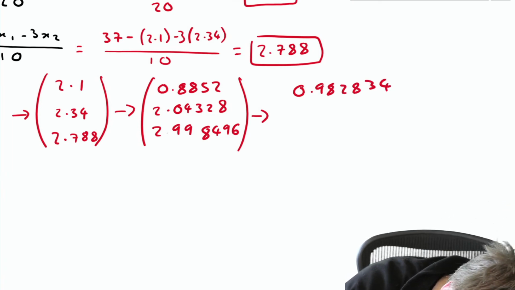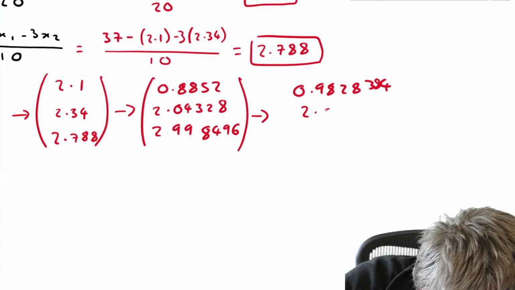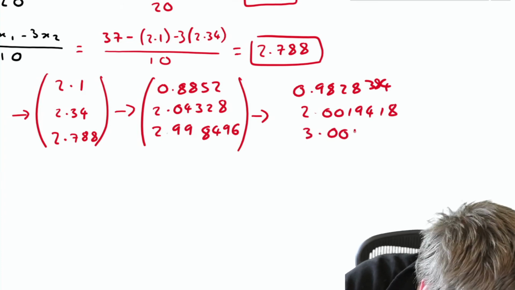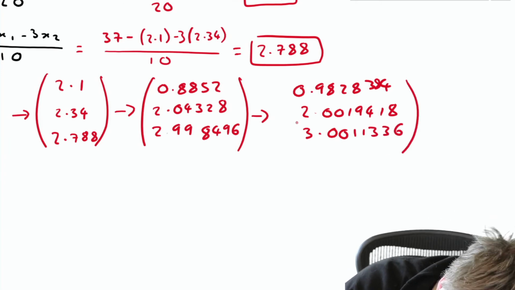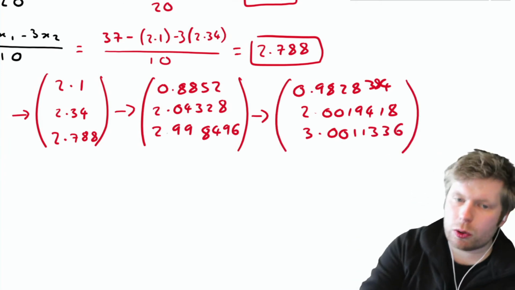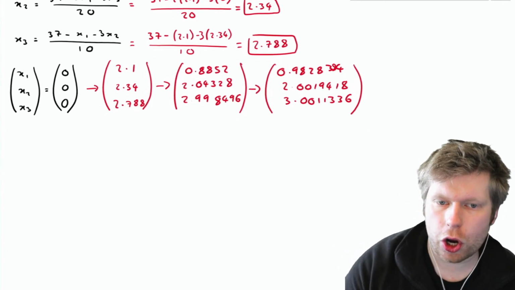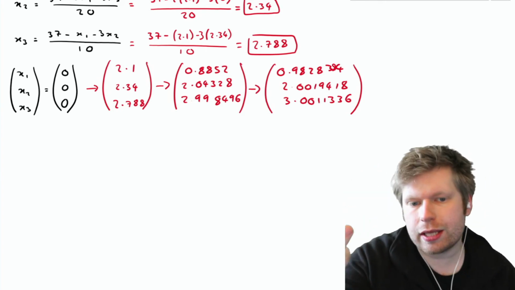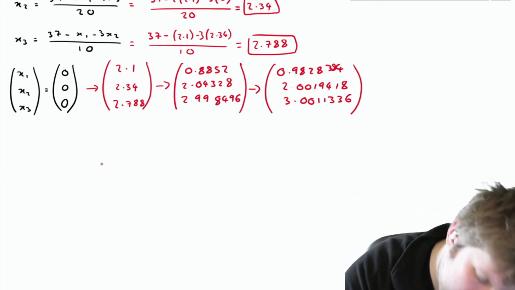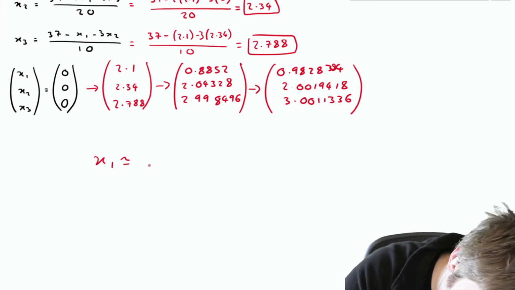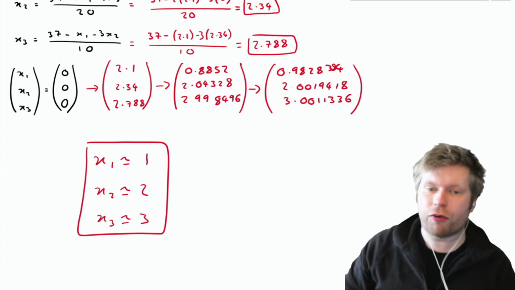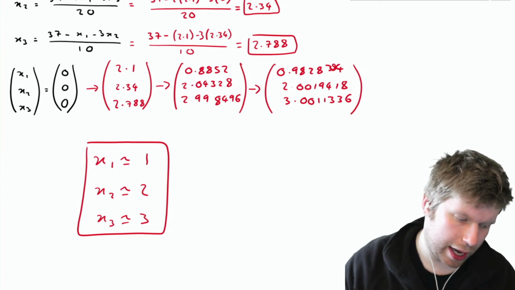And in fact, if I do it one more time, I find it comes out as 0.9828384, 2.0019418 for x2, and 3.0011336 for x3. So the first thing to notice here is that, thinking back to Jacobi's method, if you made notes, you might want to bring those up and have a look at them. After 3 iterations, x1 is approximately 1, x2 is approximately 2, and x3 is approximately 3. In other words, it converges far, far quicker than Jacobi's method, okay?